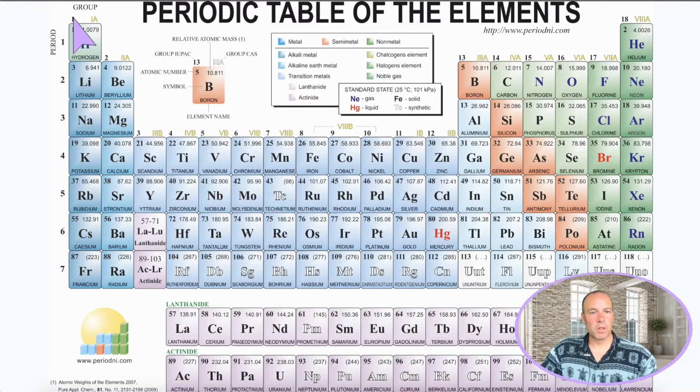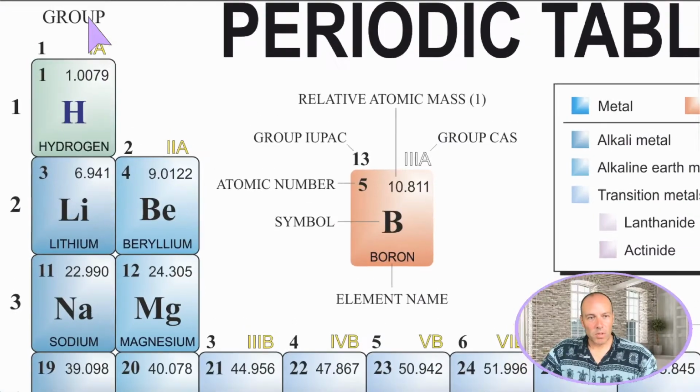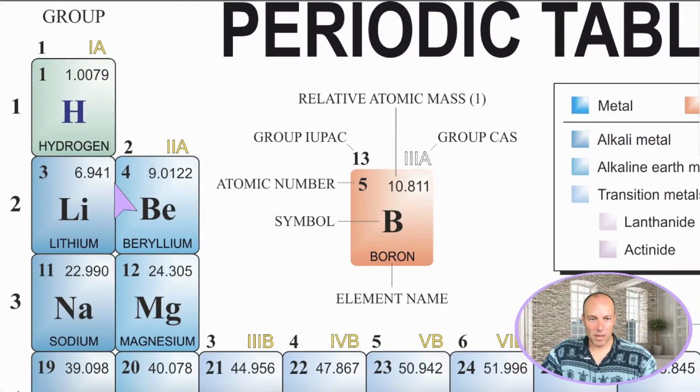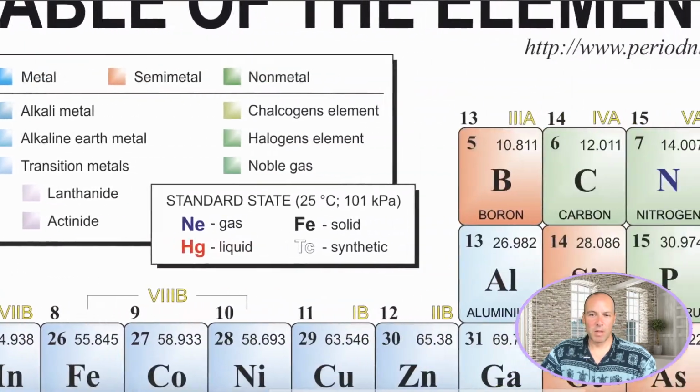Now the groups are the columns. So this is group 1, 2, 3, 4, 5, all the way up to 18. But there is an alternative group numbering scheme that uses A's and B's and Roman numerals. So this is group 1A, 2A. Then here are the B's. Let's skip over them for the moment.